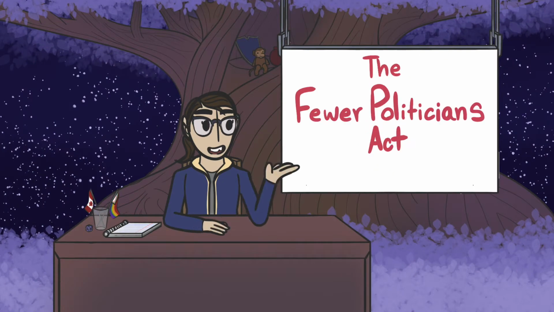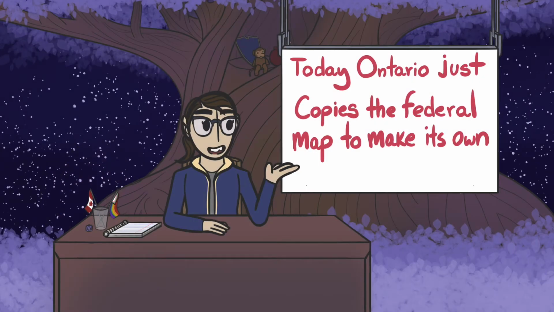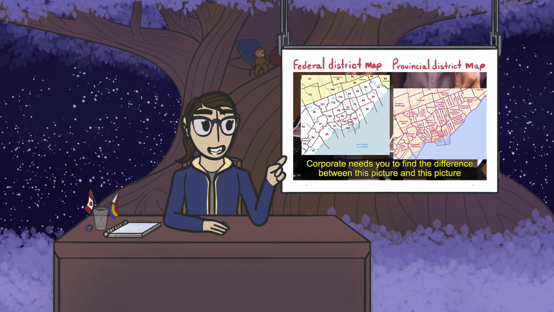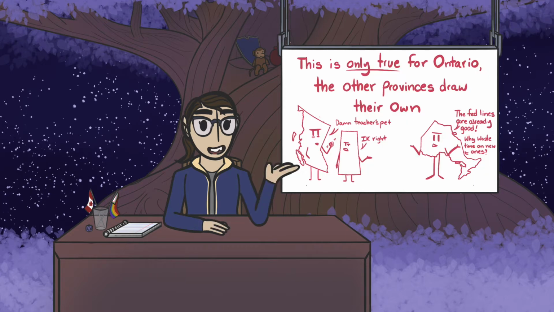Since the 90s, with the passage of the Fewer Politicians Act, yes, actually, Ontario has essentially just copied the federal riding map for its own provincial map. And if you look at these two maps side by side, this becomes pretty clear pretty quickly. So, to discuss Ontario's provincial ridings, we need to discuss the federal system of riding creation.